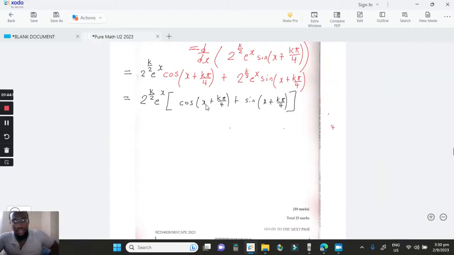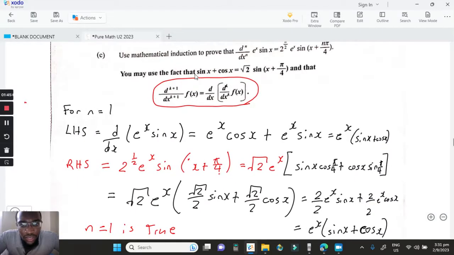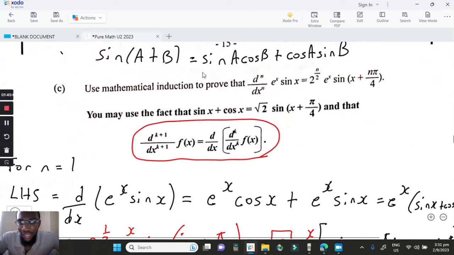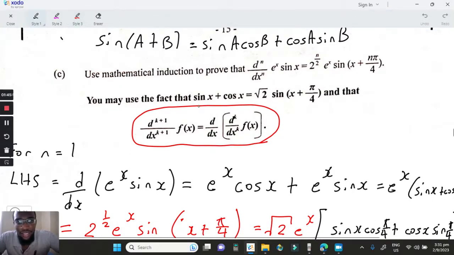Alright, now it is better. So they had to give us another hint. Using the fact that here is the hint. Using the fact, I know they had to give us a hint, guys. I don't know why I didn't see this hint. They said using the fact that sin x plus cos x is this.